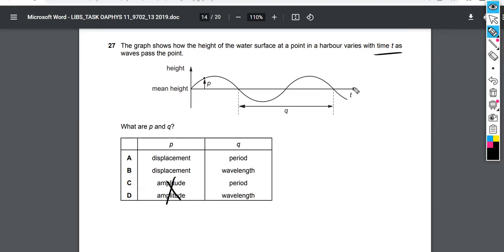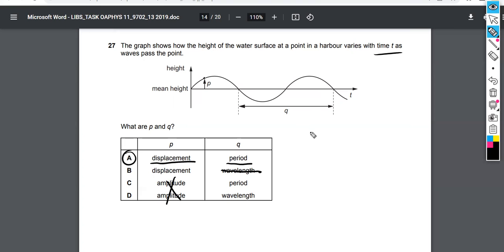I just spent a lot of time emphasizing that if you're looking at time, you cannot get the wavelength, but rather the time period of the wave. So choice A has both P and Q correctly labeled.